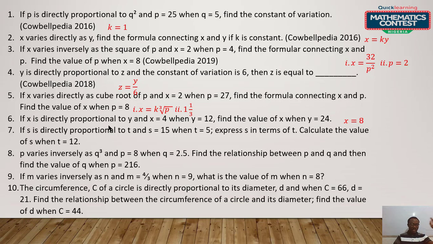Let me get my pen so that I can write some things down as well. Okay, take your time, solve it. Now when you're done with number 6, solve number 7.